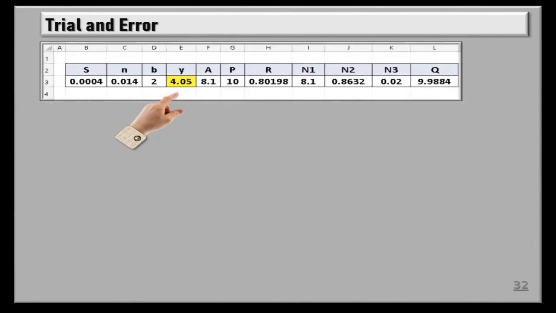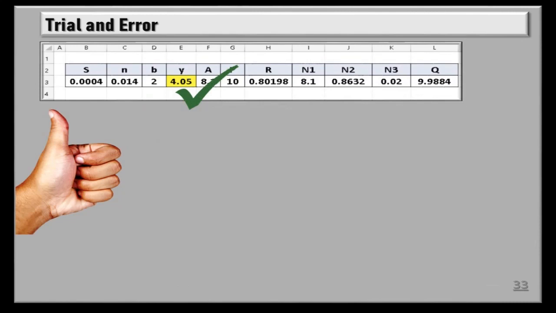Now, try changing depth Y to 4.05, which is slightly less than 4.1. Automatically, you will see the result of flow Q. Now, Q is 9.9884, which is 10.0 in 1 decimal point, or 9.99 in 2 decimal points. This result is more than good enough in our estimation of depth of flow. The answer depth Y for the problem is 4.05 meter.